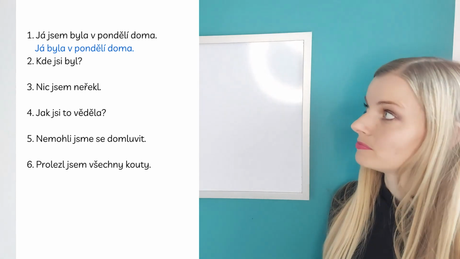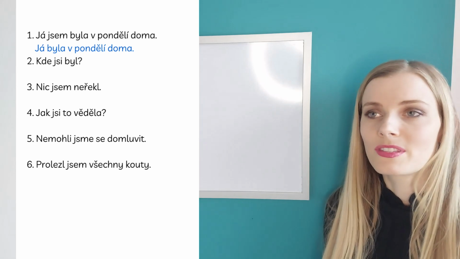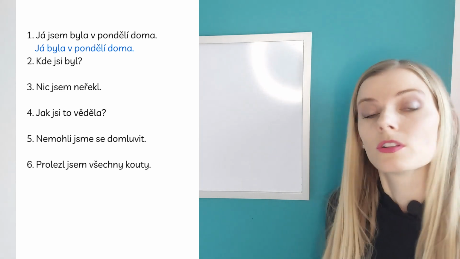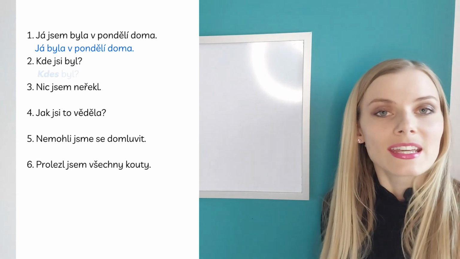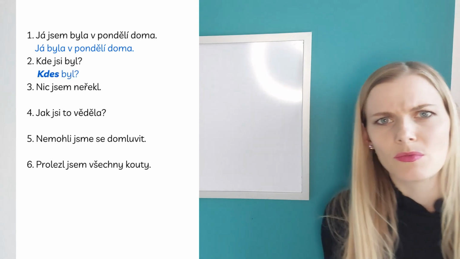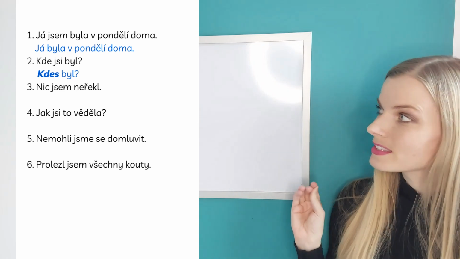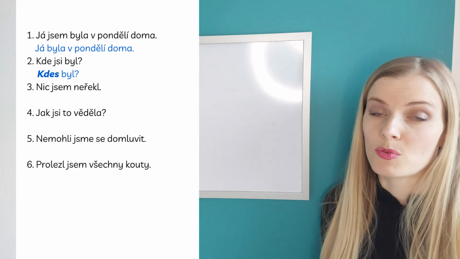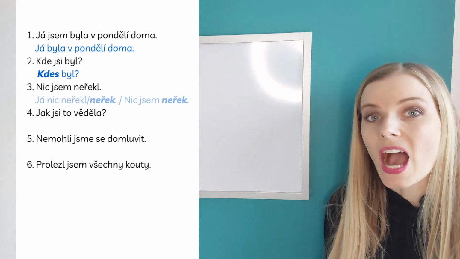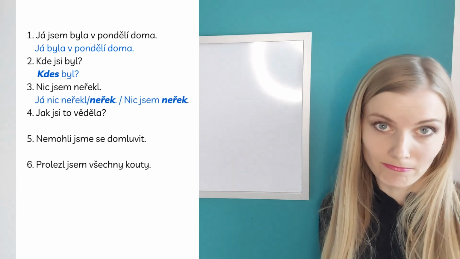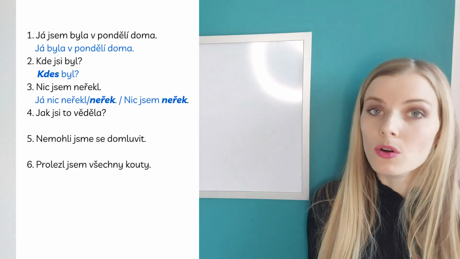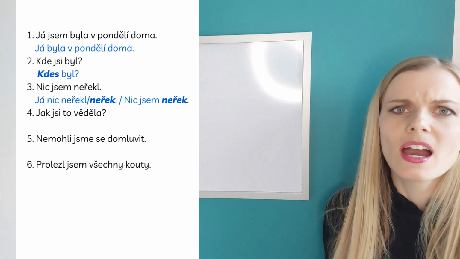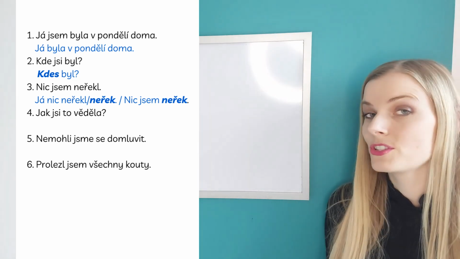Kde jsi byl? Where were you? So si becomes contracted and it gets stuck to the first word, which leaves us with kdes byl? Where were you? Číslo 3. Nic jsem neřekl. I didn't say anything. We have more options. We can say já nic neřekl. Or you can also get rid of the L at the end of the word. Já nic neřekl.